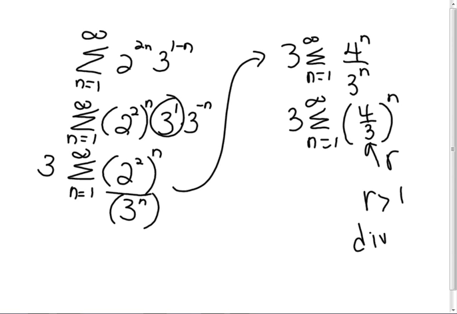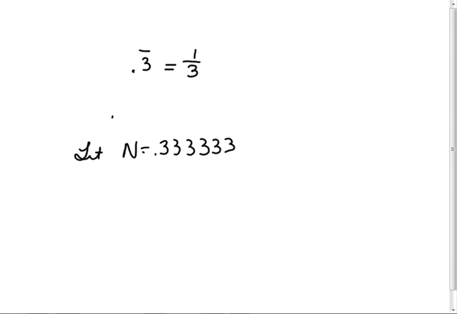Now, before I do the next problem, ready? How do I know that 0.3 repeating is equal to 1/3? Let's do the easier one, actually. Okay. Well, what I'm going to do is let n equal 0.3 repeating. I'll write out a number of the digits. And then I'm going to multiply it by 10. So 10 times n is 3.3 repeating.